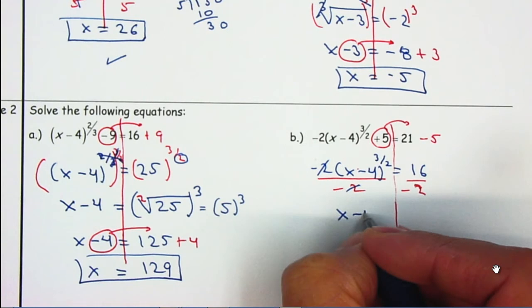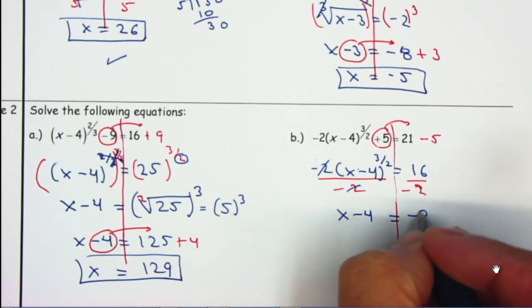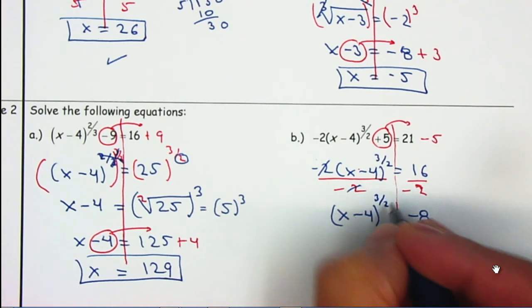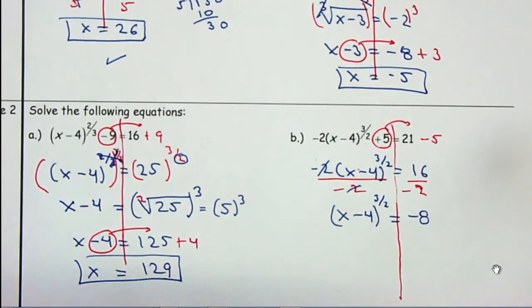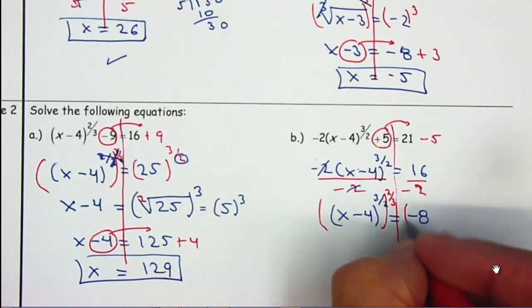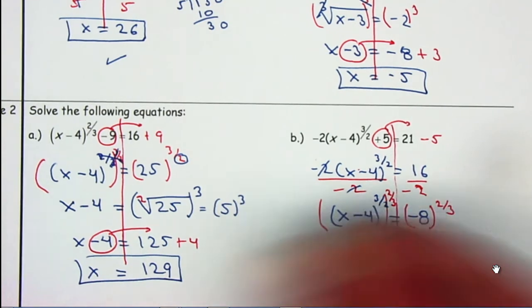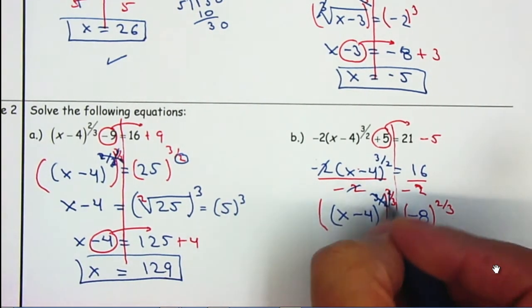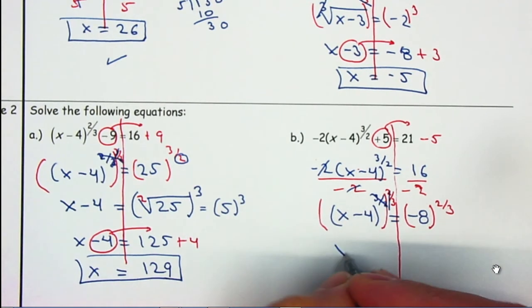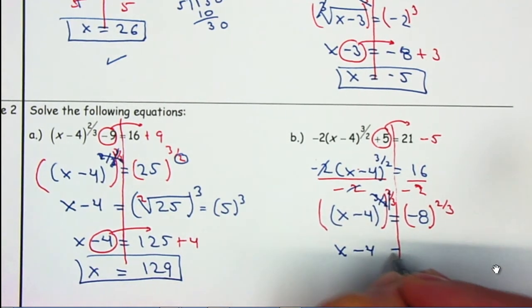We have x minus 4 is equal to negative 8. And let's not forget about the 3 halves. Now I want to be able to cancel the exponent. So I'm going to raise this to the reciprocal. So it'll be 2 over 3. 2 over 3, that will cancel each other out. It actually gives you 1. But if there's a 1, we don't write it down. So we just have x minus 4.